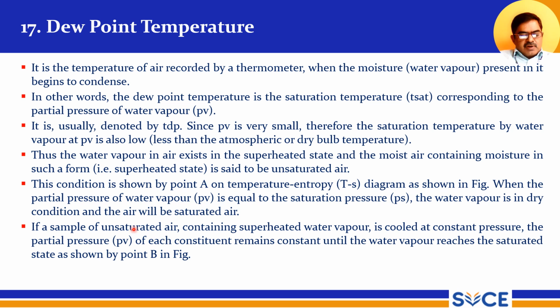If a sample of unsaturated air containing superheated water vapor is cooled at constant pressure, the partial pressure PV of each constituent remains constant until the water vapor reaches the saturated state, as shown by point B in the figure in the next slide.